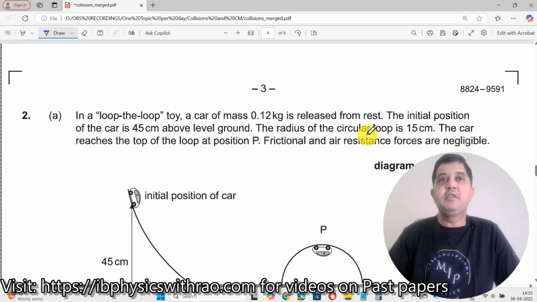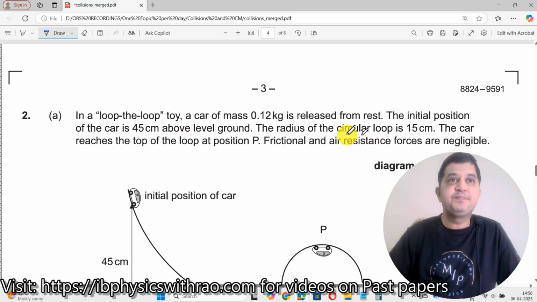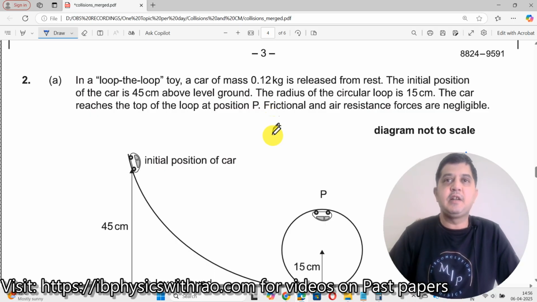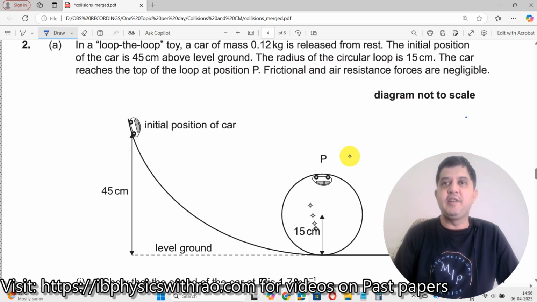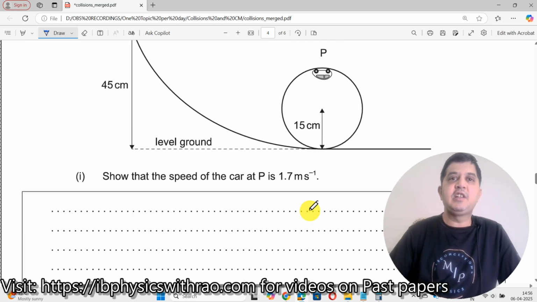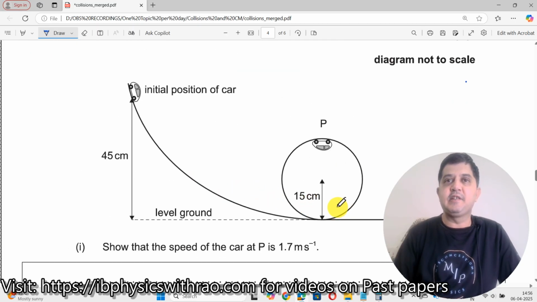This question is taken from the November 2024 paper, and it is about a loop toy. The car of mass 0.12 kg is released from rest. The initial position of the car is above level ground. The radius of the circular loop is 15 centimeter. The car reaches the top of the loop at position P. Frictional air resistance force is negligible. Show that the speed of the car at P is 1.7 meter per second.